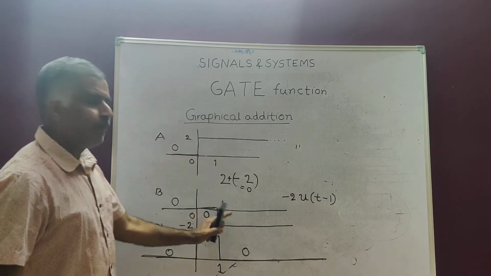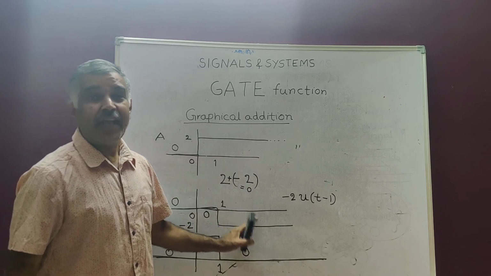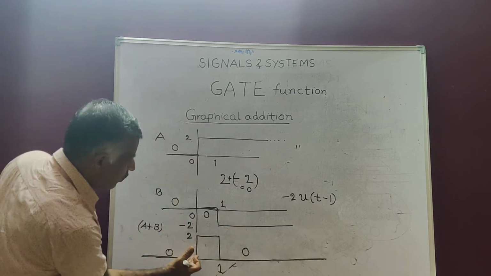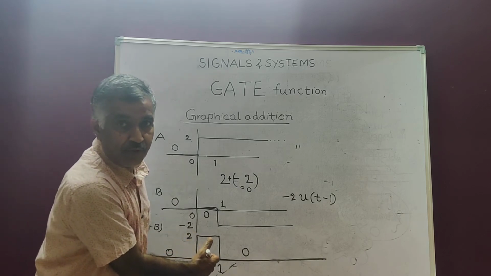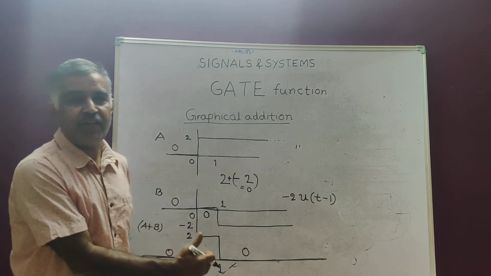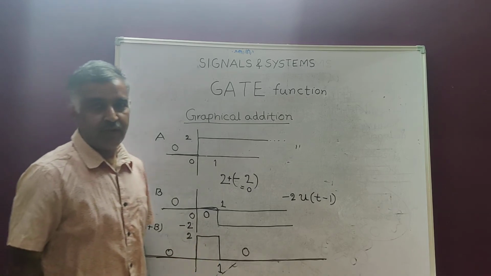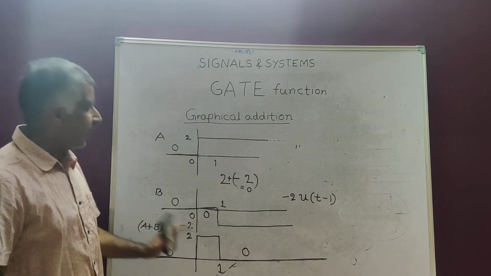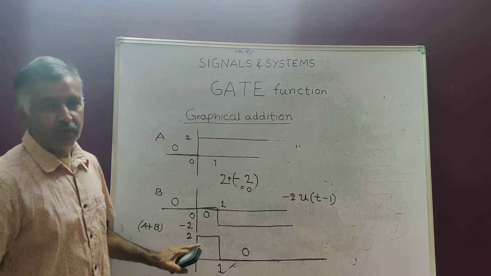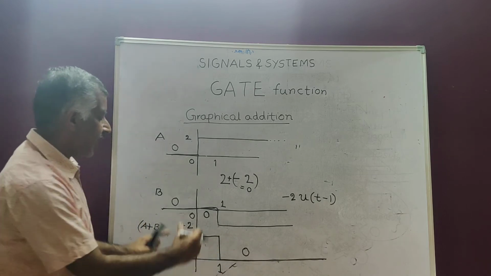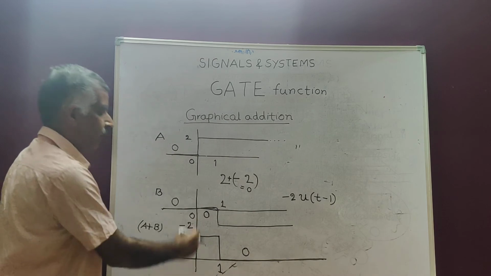So why is this example very, very important in understanding a gate function? Looking at this waveform, doesn't it resemble a gate function? Yes, it resembles a gate function. What is the gate function? A gate function is a rectangular pulse of unit height. Here the height is not 1, but 2. But it looks like a rectangular pulse of height 2.